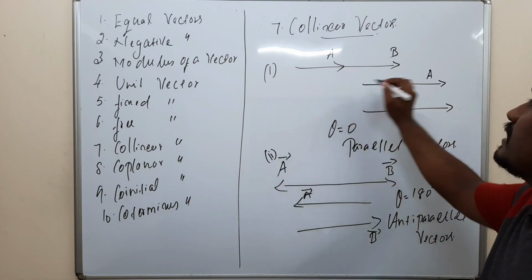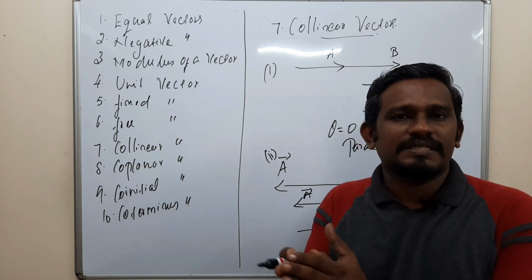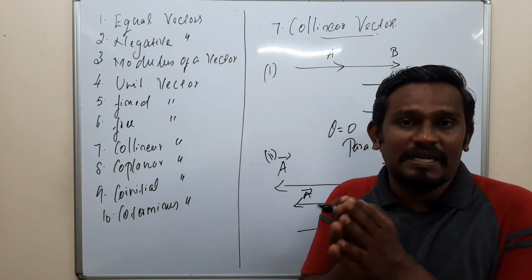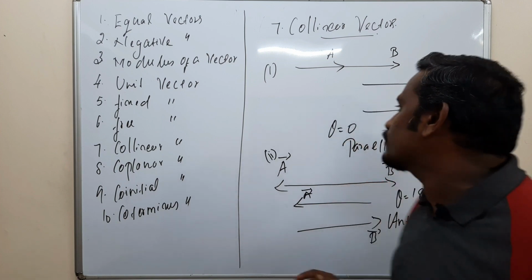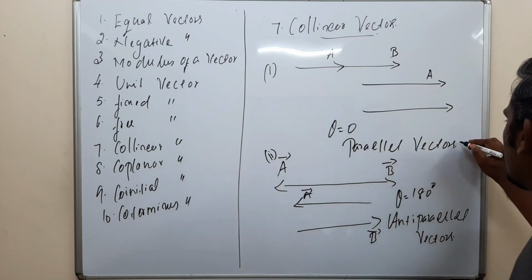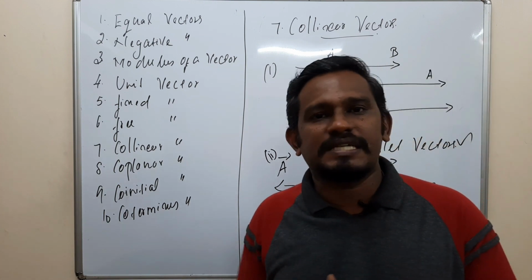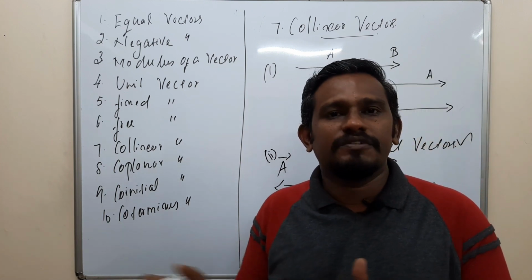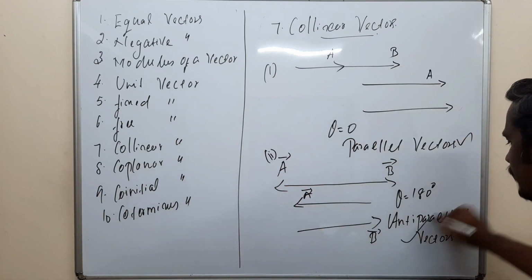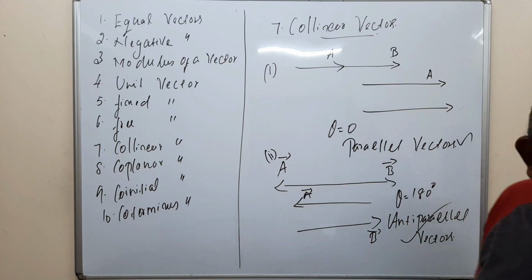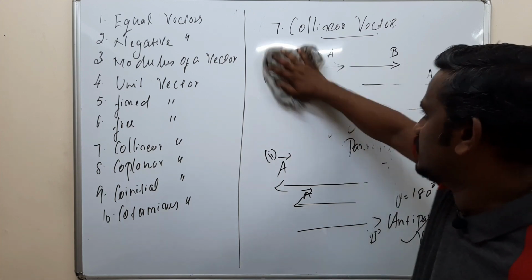If the two vectors are acting in the same direction, or acting parallelly, the angle between the two vectors is 0, theta is equal to 0. So those two vectors are called parallel vectors. If the two vectors are acting in the opposite direction, the angle between the vectors is 180 degrees. In this case they are called anti-parallel vectors. Okay, then coplanar vectors.